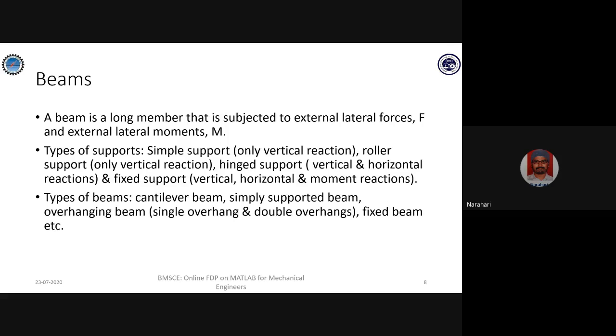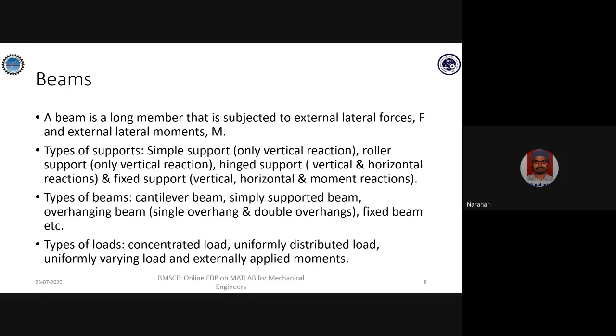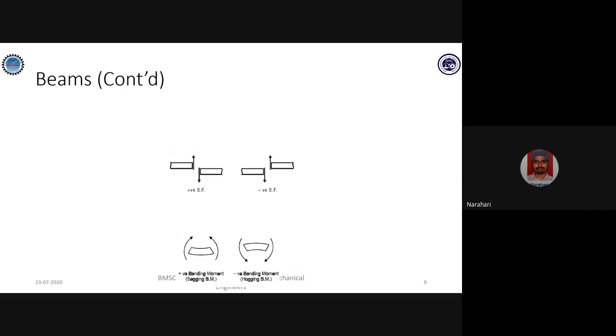And there are different types of beams based on the types of supports at the ends of the beam. So you have a cantilever beam, simply supported beam, overhanging and fixed beam. There are other types also, but generally these are the majority of the types of beams. Then the most usually encountered types of loads: concentrated load, uniformly distributed load, UVL, and externally applied moments.